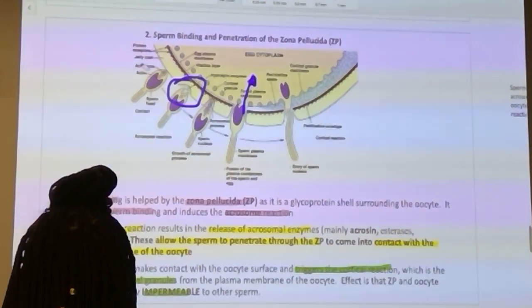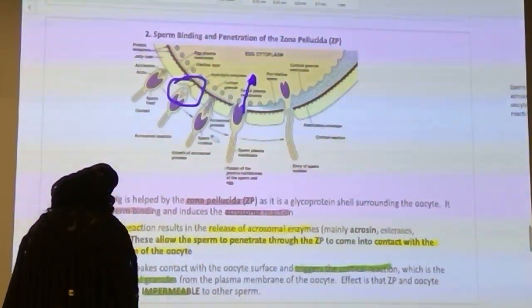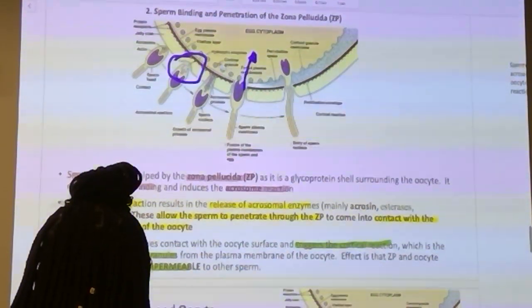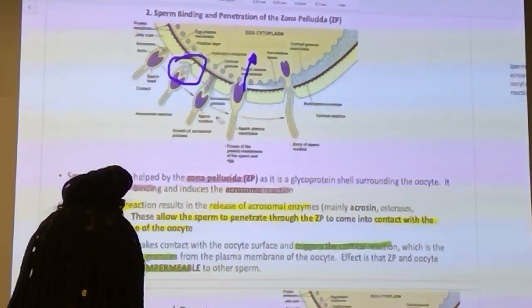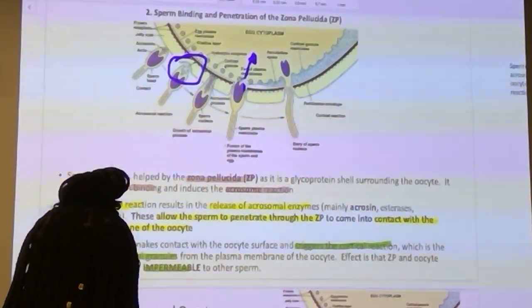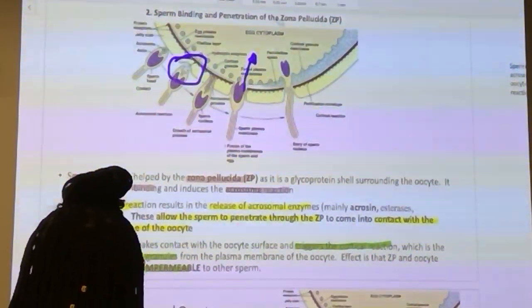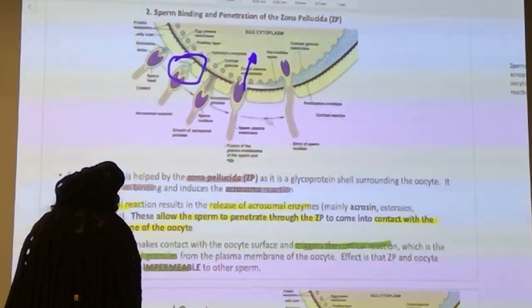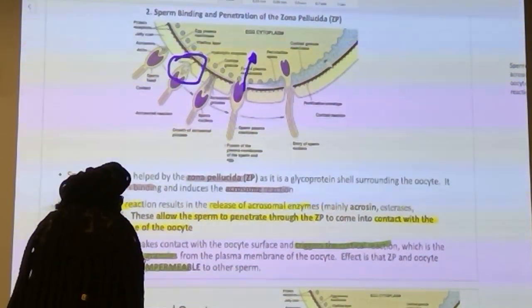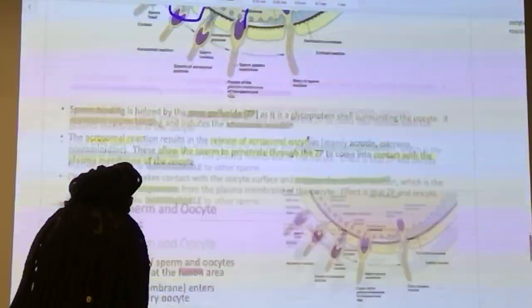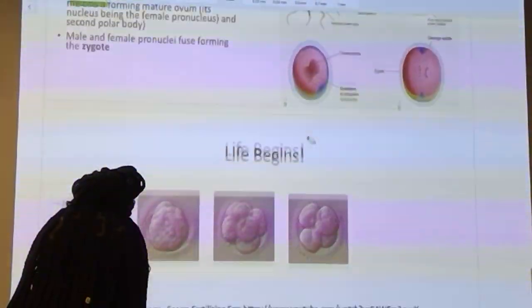When it binds to the zona pellucida, it causes release of acrosomes. Then those acrosomes break down the membrane of the egg, and then it allows it to penetrate. And then once the sperm DNA penetrates, it triggers the cortical reaction, and that cortical reaction prevents passage of other sperm.